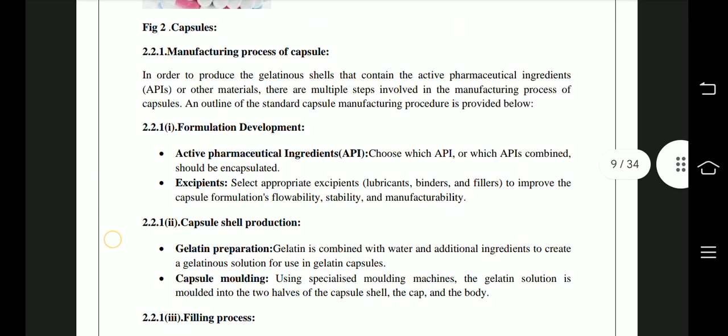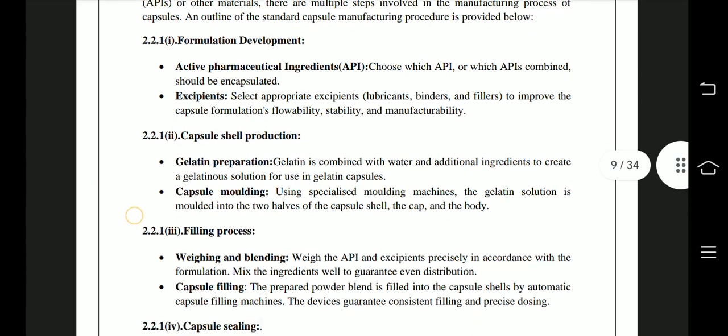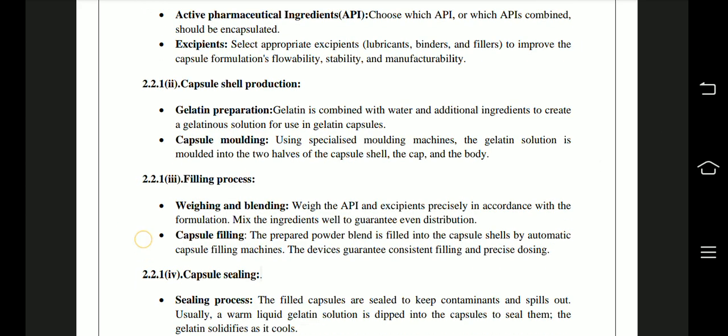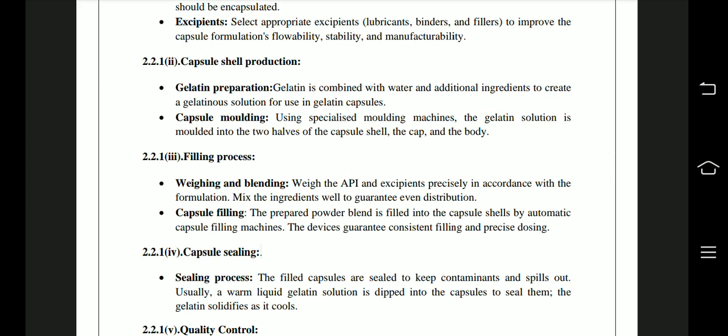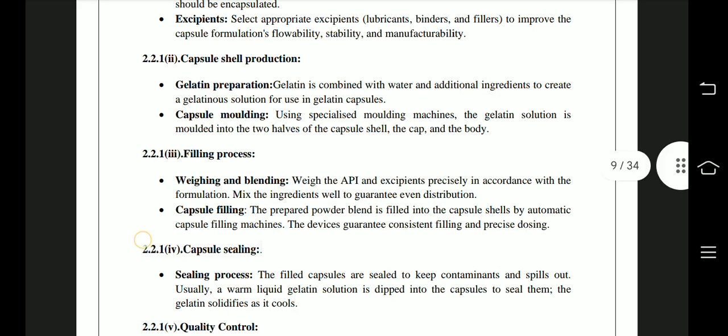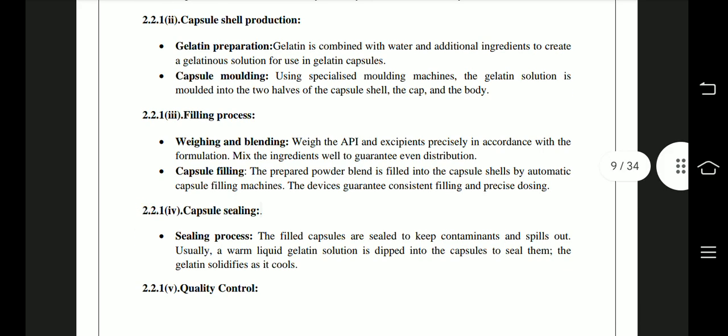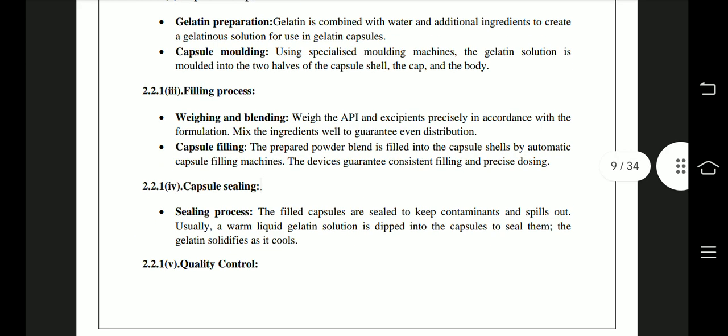Second manufacturing process of capsule involves capsule shell production. Gelatin preparation. Gelatin is combined with water and additional ingredients to create a gelatinous solution for use in gelatin capsules. And capsule molding. Using specialized molding machines, the gelatin solution is molded into the two halves of the capsule shell, the cap and the body.